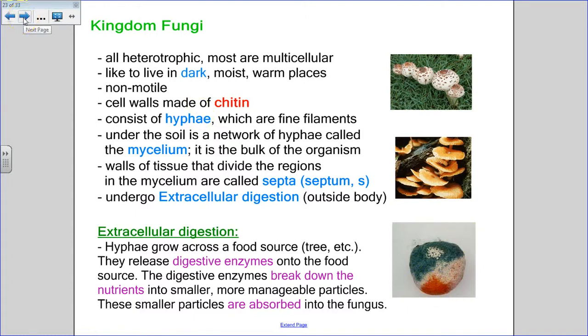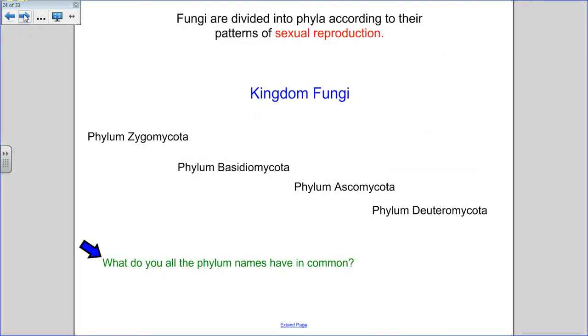So that's extracellular digestion. And these are just some examples. This is a form of bracket fungi and mushrooms and molds. Those are some examples. So fungi are divided into phyla according to their patterns of sexual reproduction. So we have phylum Zygomycota, Basidiomycota, Ascomycota, and Deuteromycota. So if you look at all of the names, what do they all have in common?